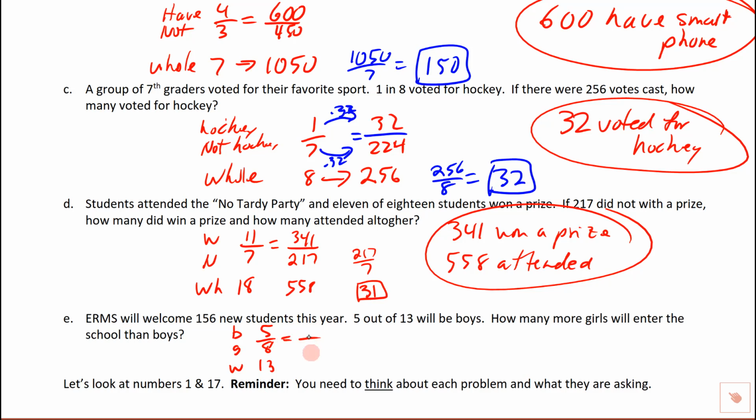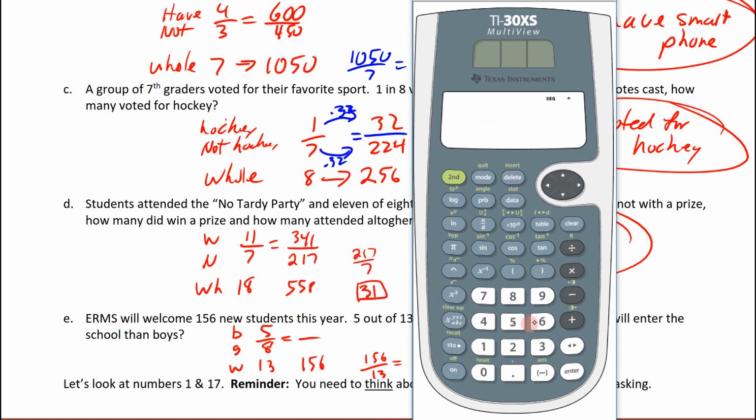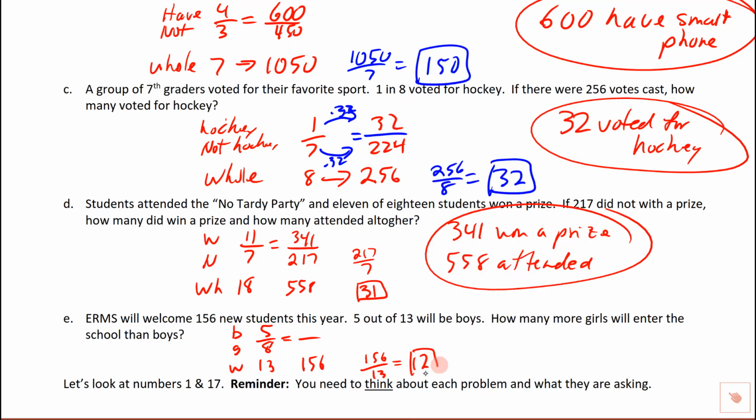And then I'm going to put a little line here. We have 1, 2, and 3, and it says they will welcome 156 new students this year. Well, 156 new students, they're not boys or girls. They're both, all together. So this is going to be 156 right here. So we're going to take 156, divide by 13, grab the calculator. I'm going to clear that off. 156 divided by 13. Hit enter. And we've got 12. So that means the scale factor on this problem is 12. So we're going to multiply each one of these by 12.